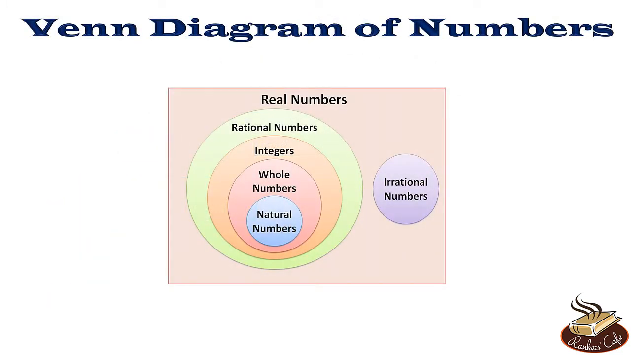In terms of Venn diagram, numbers can be shown as follows. As can be seen, natural numbers are a subset of whole numbers, which are a subset of integers, which are a subset of rational numbers. Also, rational numbers and irrational numbers are disjoint sets, and together they constitute the set of real numbers.